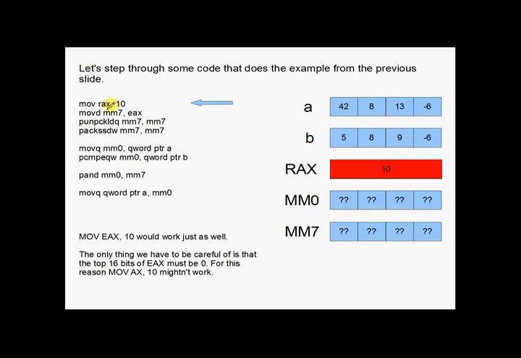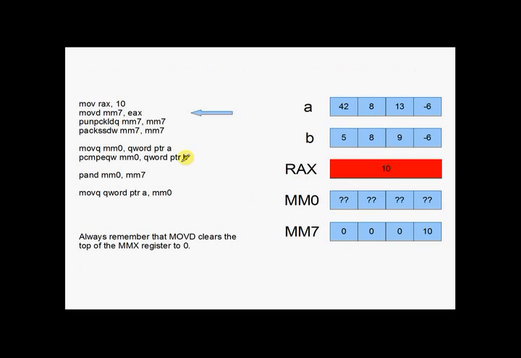Okay, so the first line, mov RAX, 10, we know what that's going to do. That's just going to stick a 10 in RAX. And the second line, move double word into MM7 from EAX, all that does is pop a 10 down in the bottom of MM7. And it also clears the top of MM7. Do remember that. So with these first 4 lines, all we're really doing is broadcasting 10 to all 4 words of MM7. So there we've got 4 10s in MM7. That's exactly what we want.